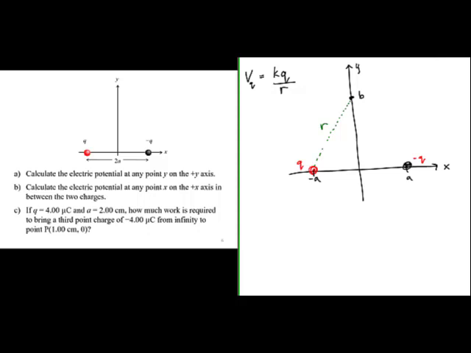Because Q and minus Q are symmetric about the y-axis, our negative charge in our dipole is also the same distance away from the point B on the y-axis. And remember, point B can be any point on the y-axis. So in order to find the potential at point B, we could apply superposition.